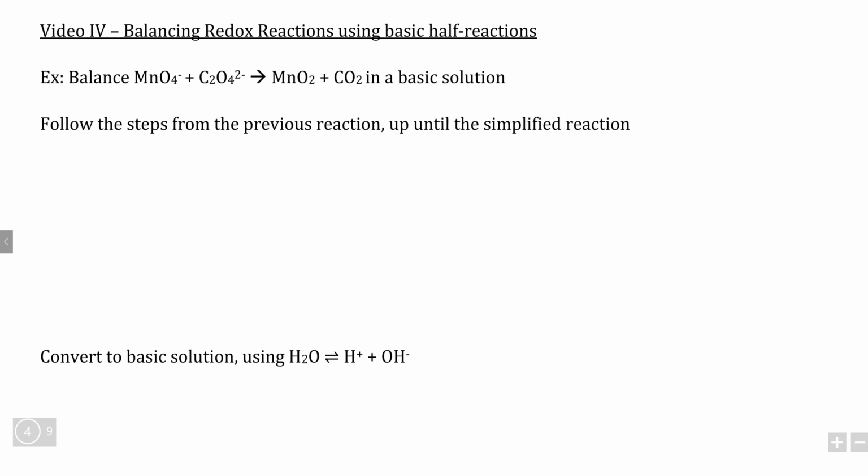In our final video in the series, we're going to look at how to balance this redox reaction using a basic electrolyte rather than an acidic electrolyte. So the first step remains the same in that we need to write our two half reactions that we're going to balance individually. The way that we do this is simply by writing out all of the reactants and products that contain the same element in each reaction.